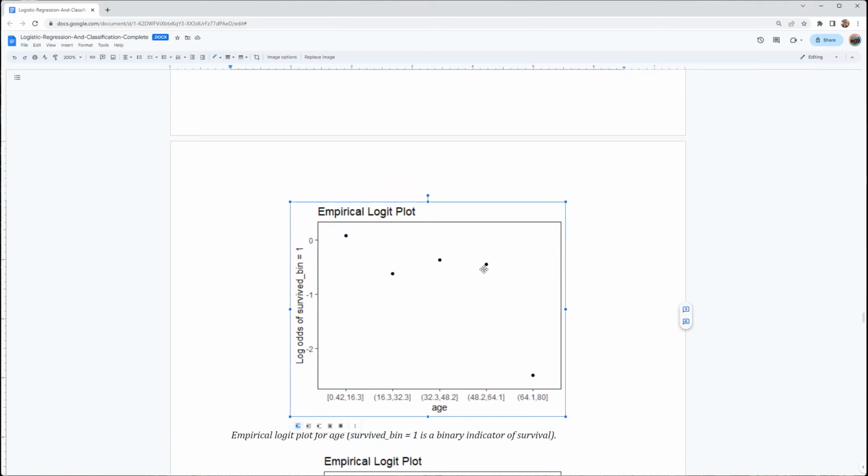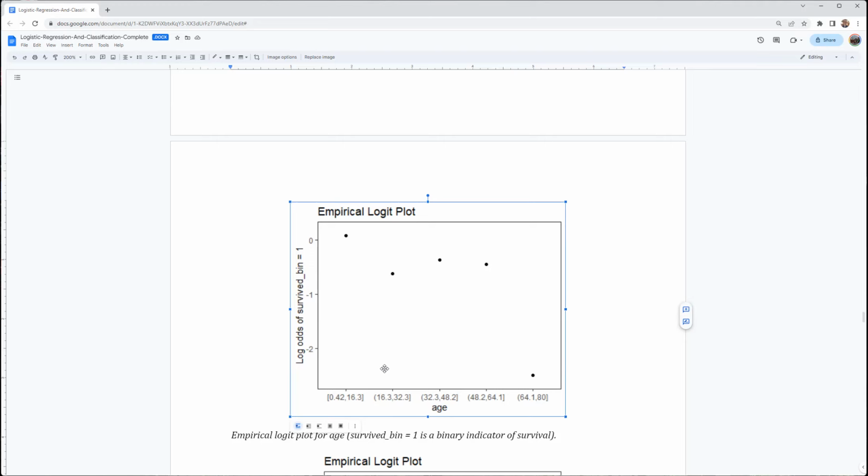Here, to visualize the empirical logits, or log odds of survival, for the age of passengers, we need to create what we call bins. In this case, it's about 0 to 16 years old that contain multiple passengers. Then we look at the proportion of passengers in this age range who lived. From that, we get a probability of survival in this range, and then we can use that to calculate a log odds of survival. And then we get this point.